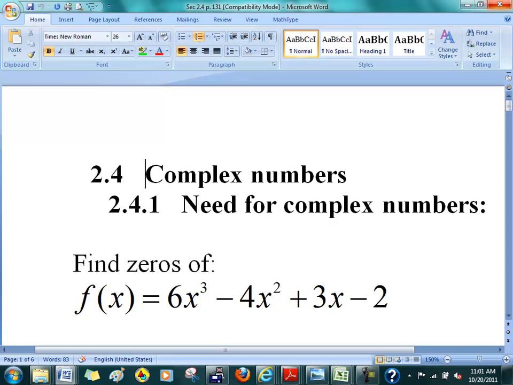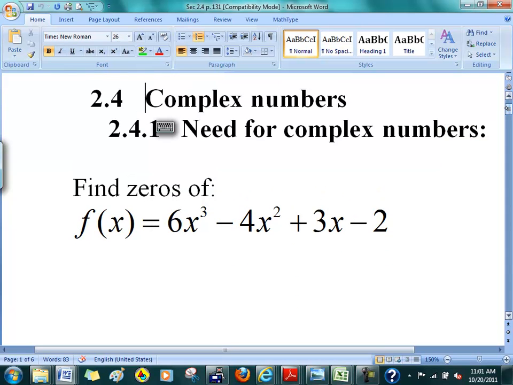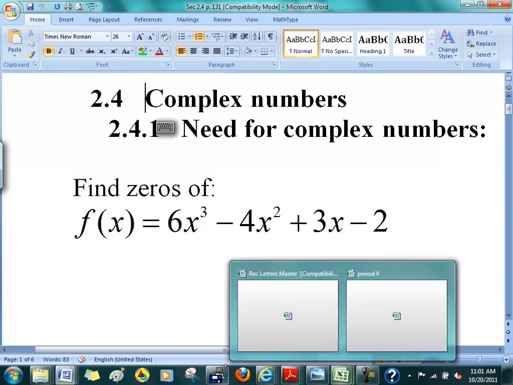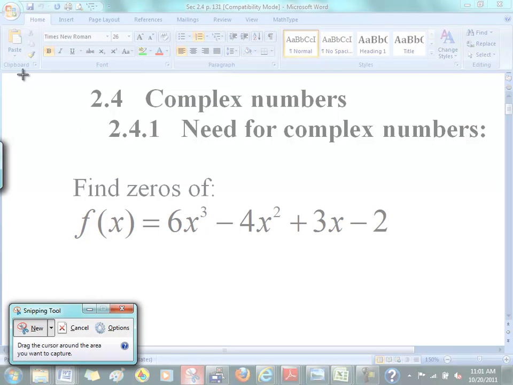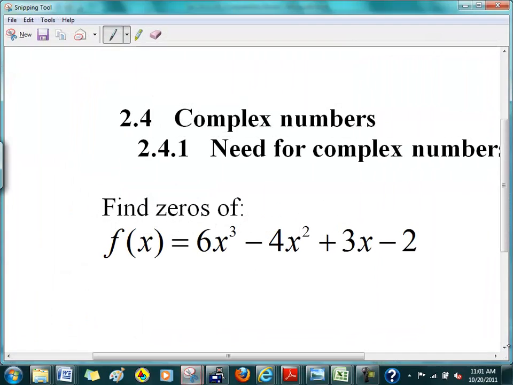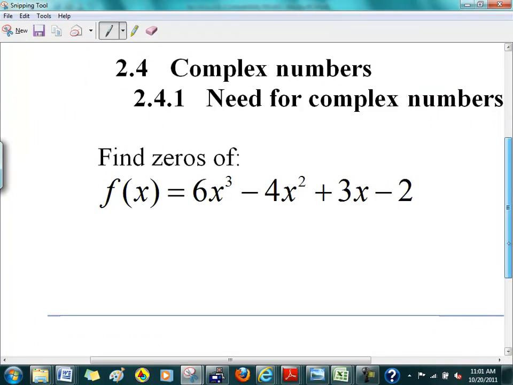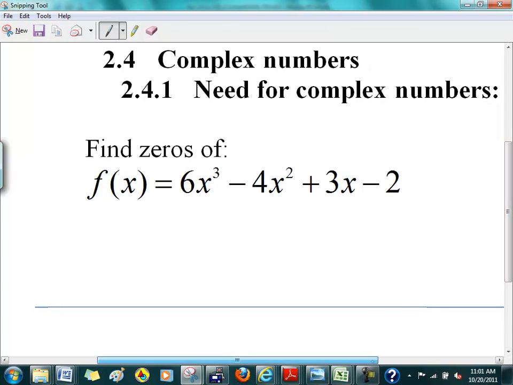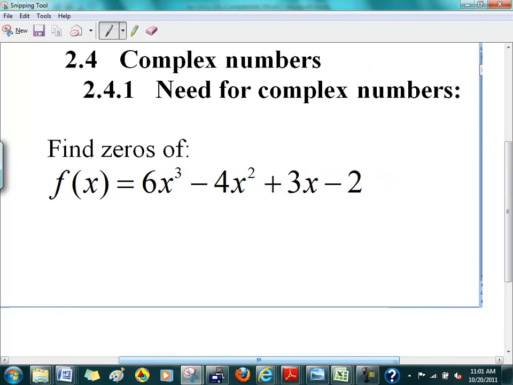Okay, let's move on. So complex numbers, and right here is an example as to why we need them. So Zara, since you practice these questions a lot, how do we start out finding zeros of a polynomial? What do we do?